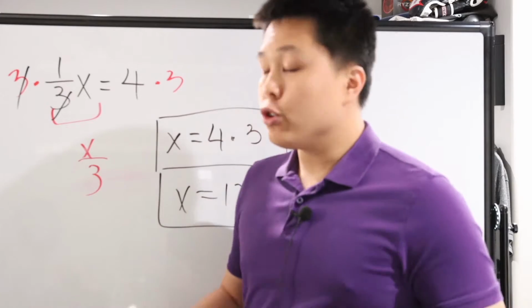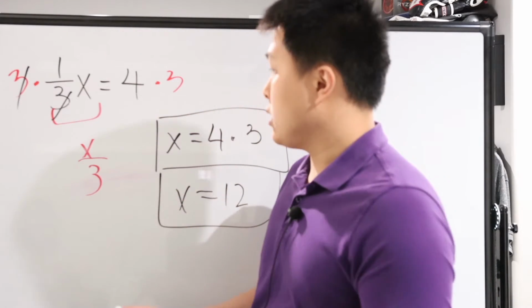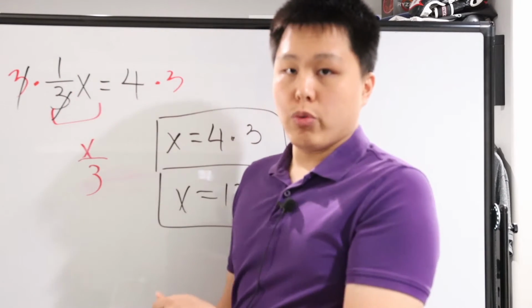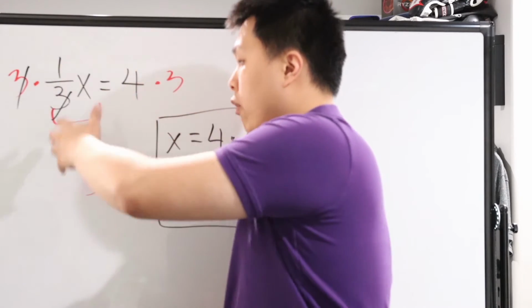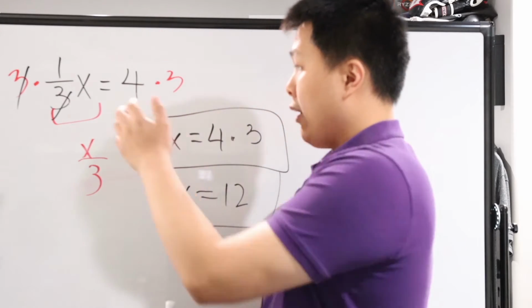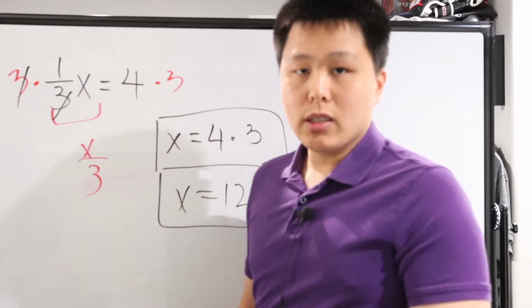So it's based on how you interpret the problem. Luckily for this case, we just interpret it and it's basically the same meaning, right? 1 over 3 times x is the same as x over 3. That's why we had the version where we divided by 1/3 on both sides, got x equals 12, and this version here where we multiply 3 on both sides and we still have x equals 12.